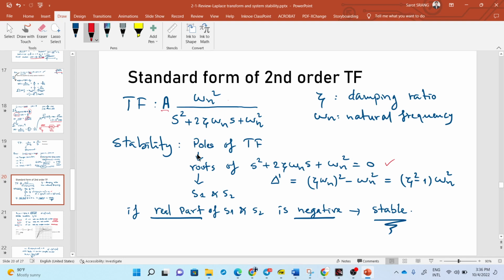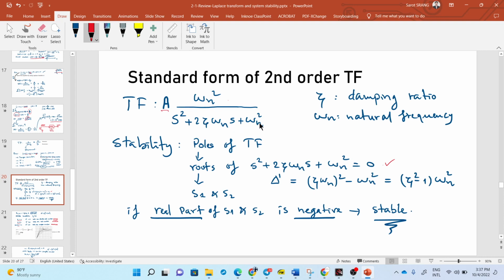If the poles or characteristic roots have positive real part, then the system is unstable. If they have negative real part, meaning the real parts of S1 and S2 are negative, then the system is stable. S1 and S2 are the roots of this, and roots and poles are equivalent. Poles mean the values of s that make the denominator 0.